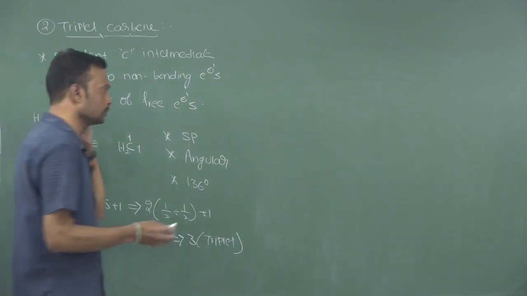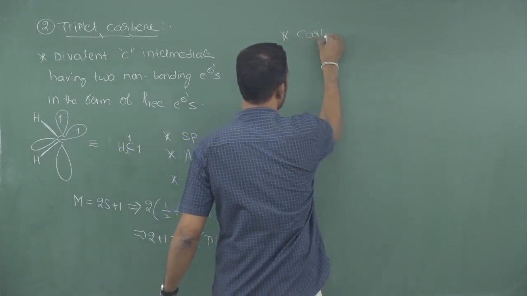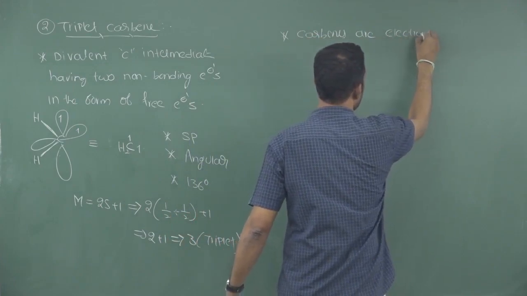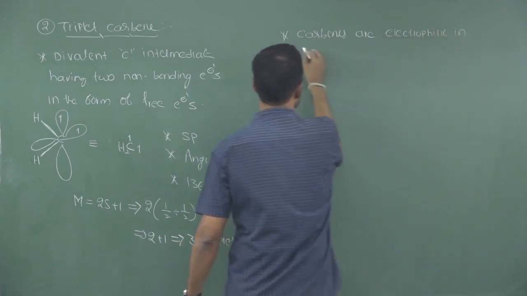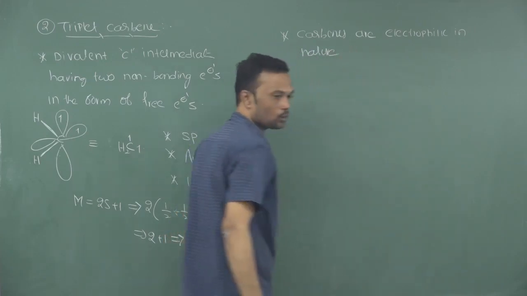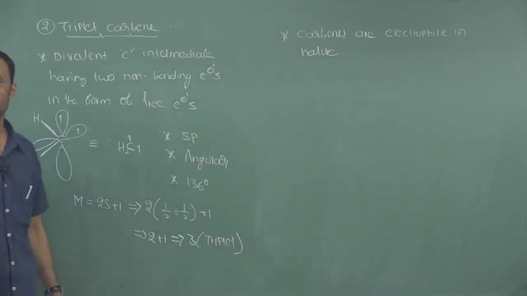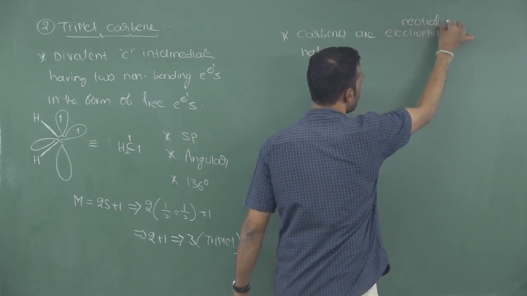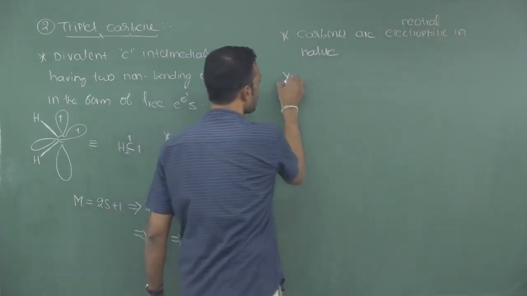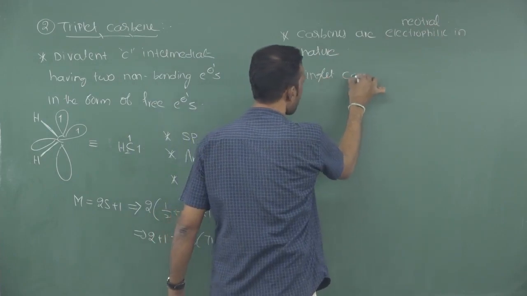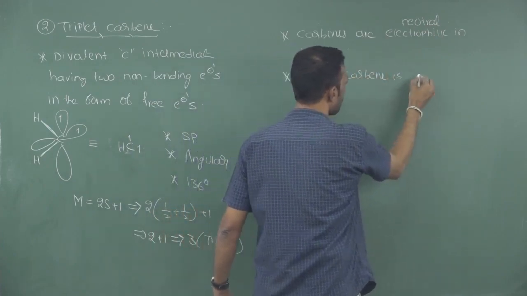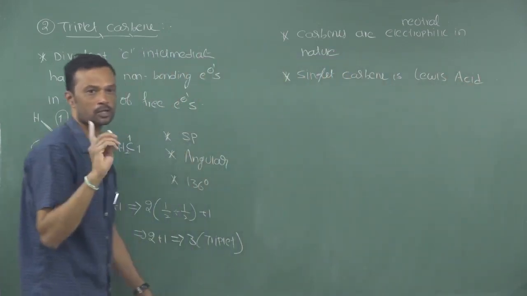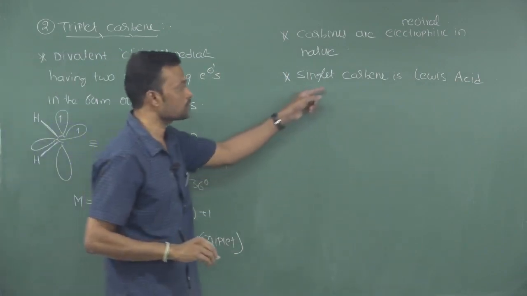Clear? Next, you write some points. Carbenes are electrophilic in nature, especially they are neutral electrophiles. They are not positive electrophiles, they are neutral electrophiles. And especially singlet carbon is a Lewis acid. What about triplet carbon? Triplet carbon is not a Lewis acid. Only singlet carbon is a Lewis acid.